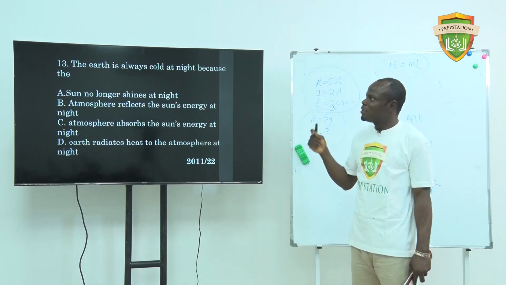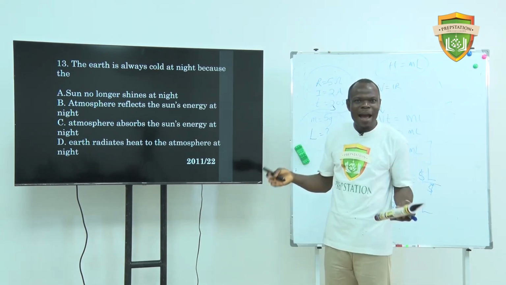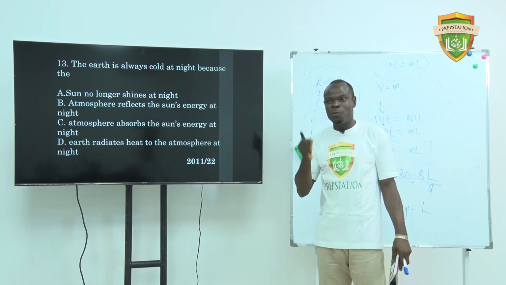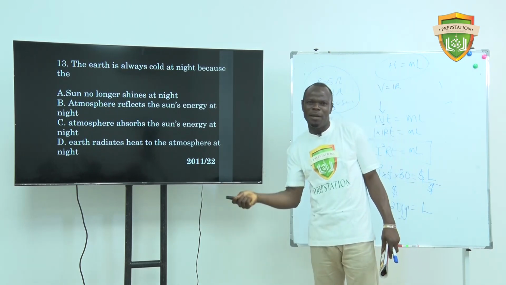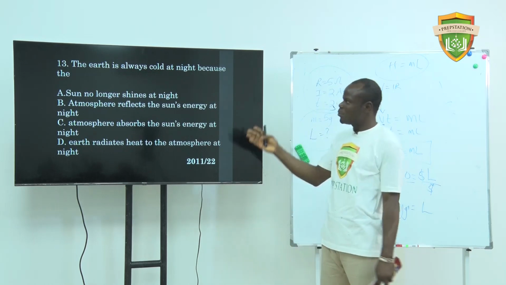The question goes thus. The earth is always cold at night. Why? This is an applied question. As physics students, don't just wave at anything that happens. Make sure you interrogate it. Why is this always happening? These are the things that make your question, especially when it comes to JAMB. And that's what we are having here.